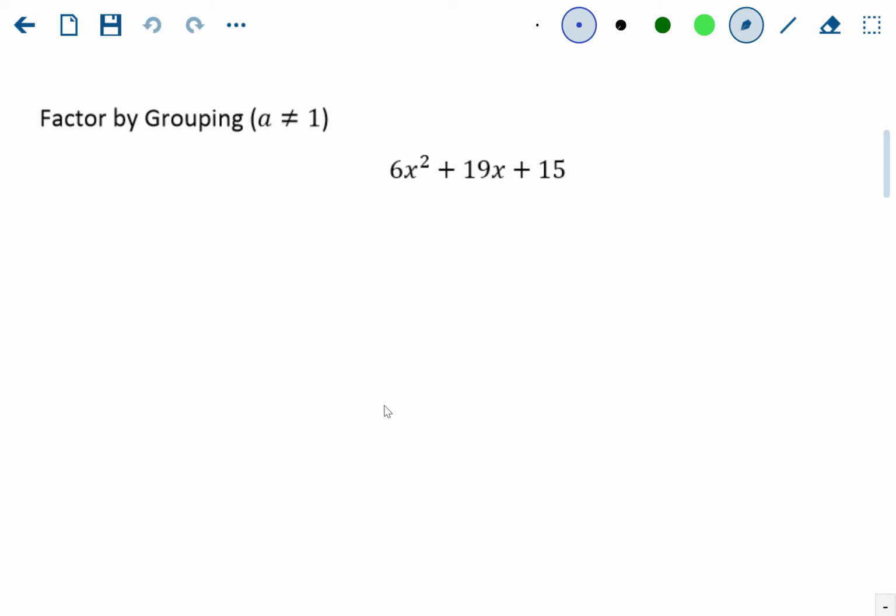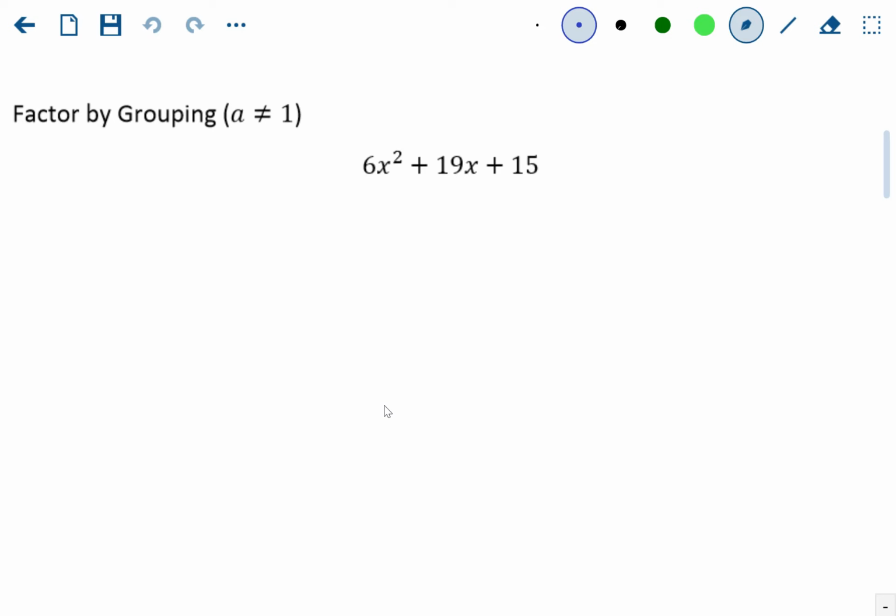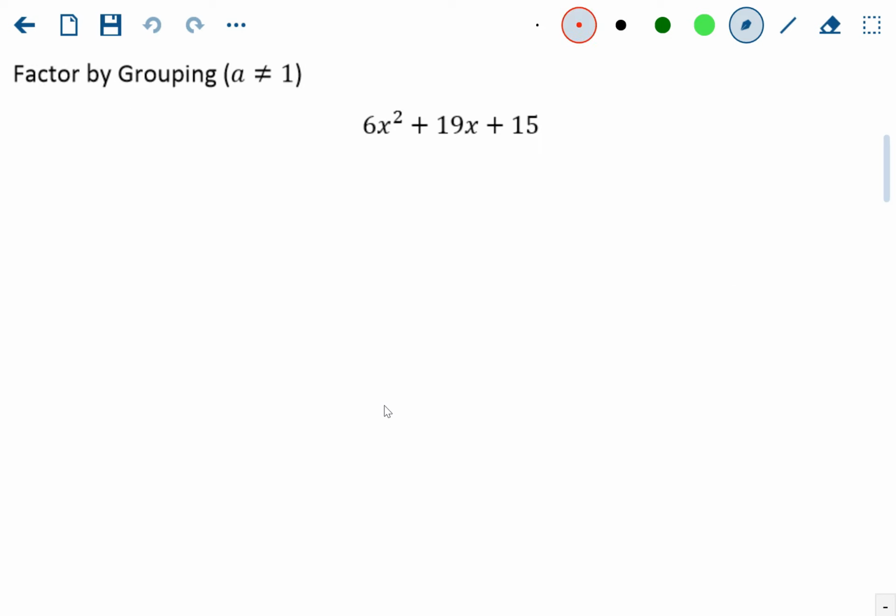If you don't like doing the guess and check, or if you think trying every single example is going to take too long, you could use this method, factor by grouping. In factor by grouping, it's kind of like using product sum, where you're trying to find two numbers that multiply to something and add to another number. The numbers you need in this case: you need to multiply a times c.